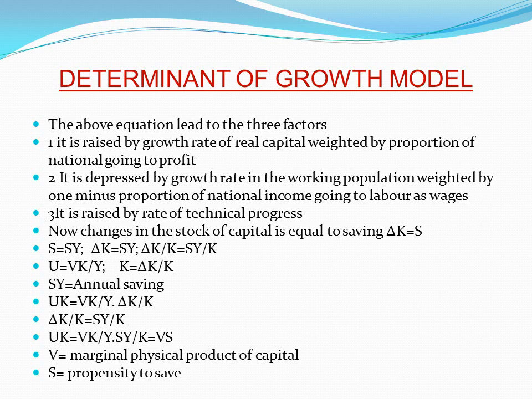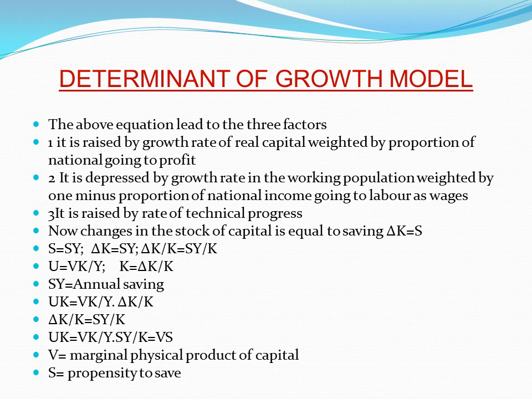Now the change in the stock of capital is equal to saving, delta K equal to saving. Saving equal to S multiplied by Y. Delta K equal to S multiplied by Y. Delta K divided by K equal to S multiplied by Y divided by K. U equal to V multiplied by K divided by Y. K equal to delta K divided by K. S multiplied by Y equal to annual saving.